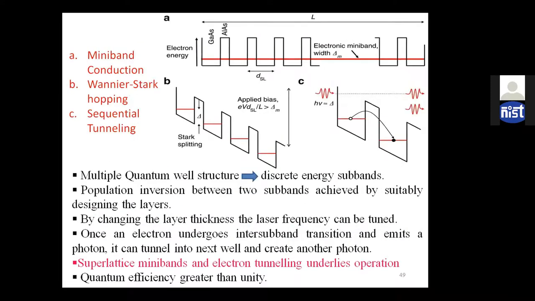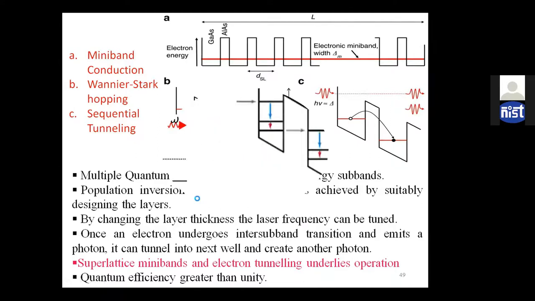So here, there are different techniques by which you can get QCL: there is mini band conduction like here, or in the third case, the C case, stack hopping and sequential tunneling. So by different techniques, the QCL is characterized. For QCL we specifically use an MQW, a multiple quantum well structure that discretizes the energy subbands. So there will be population inversion between two subbands, which is achieved by suitably designing the layers.